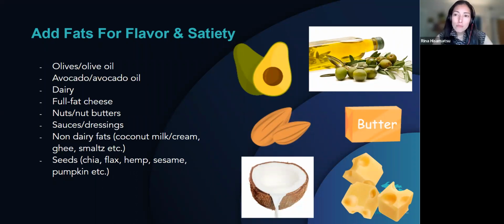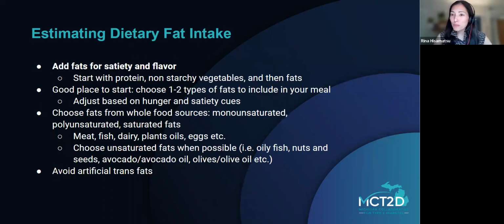So in terms of how much fat to add, similar to protein, we don't exactly have a protocol for how much to add. However, with that being said, when it comes to dietary fats, we want to utilize fats as a source of flavor and satiety. A good place to start is by choosing 1 or 2 types of fats to include in your meal, and adjust based on hunger and satiety cues.